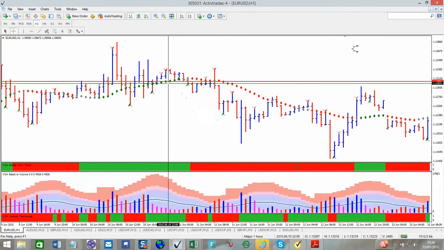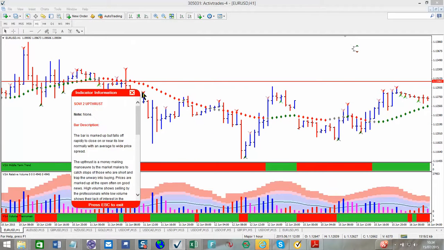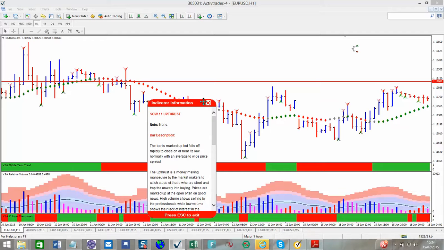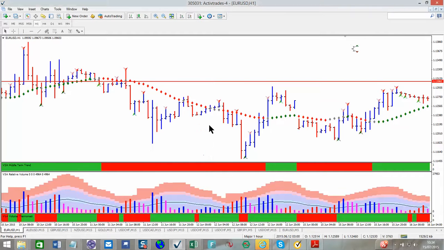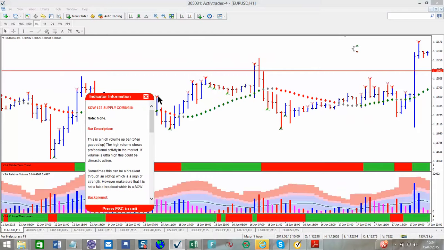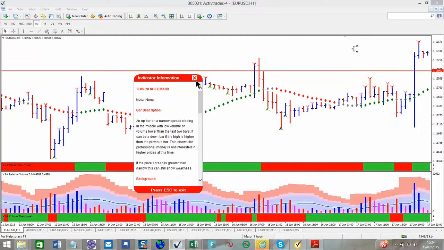for 150 pips. You had another entry at this point, an up thrust. You had another entry at this point, another up thrust. We see supply. We have another no demand bar at this point, or it looks like a no demand bar. Yep, sure enough, no demand.